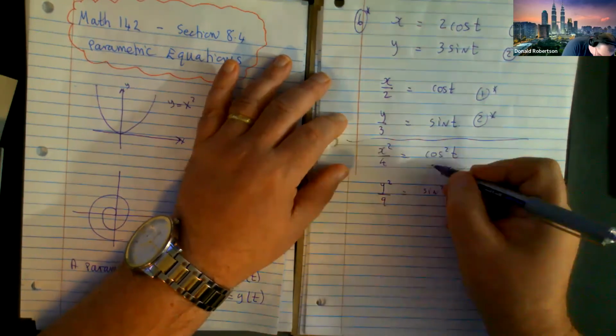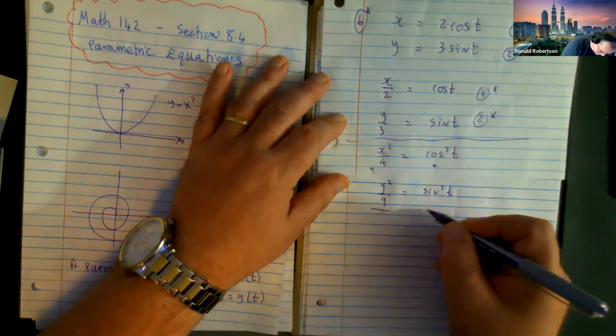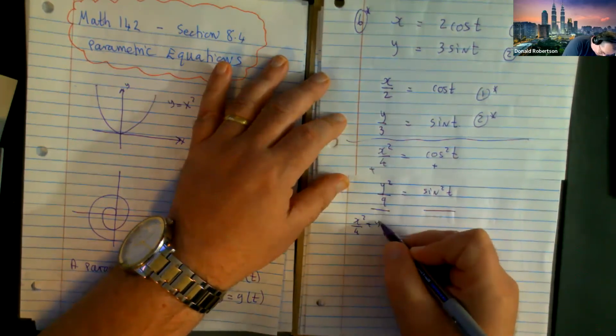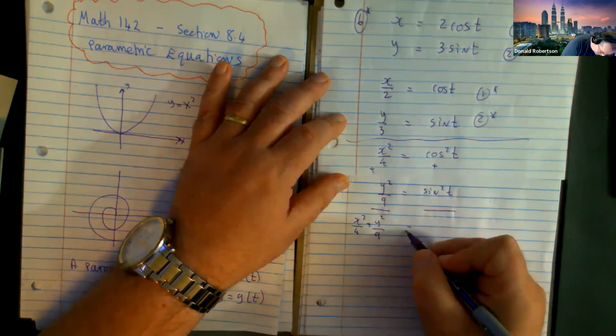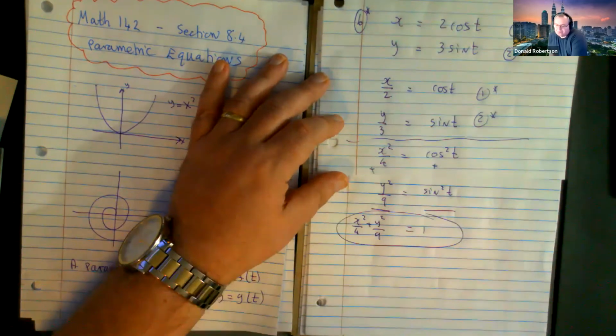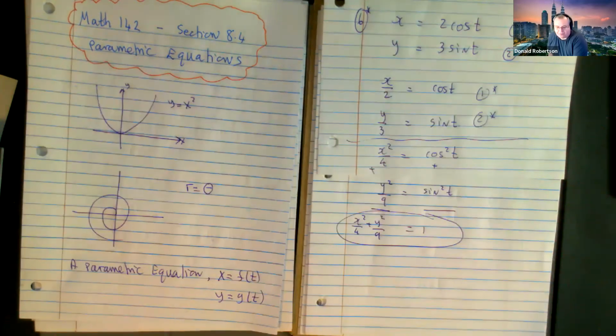And now I can add them. And I have x squared over 4 plus y squared over 9 equals 1. And we are finished. It's a mixed up x and y, but the t's are gone. That's what I need, right? x's and y's and no t's. It's pushing it, but somebody might know. Do you know what kind of curve that is?